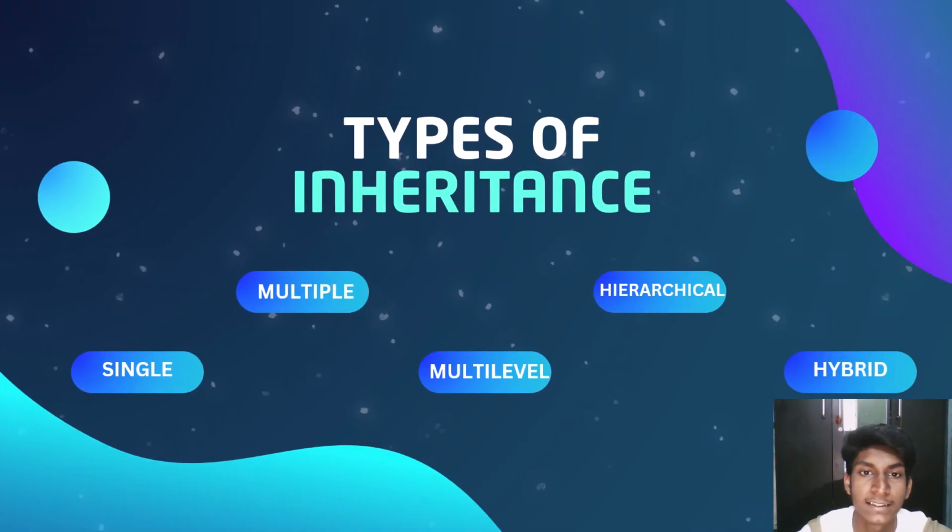So now let's see some types of inheritance. We have single inheritance, multiple inheritance, multi-level inheritance, hierarchical inheritance, and hybrid inheritance. We will be seeing all the types of inheritance one by one with their example code as well, for a better understanding. So now let's start.